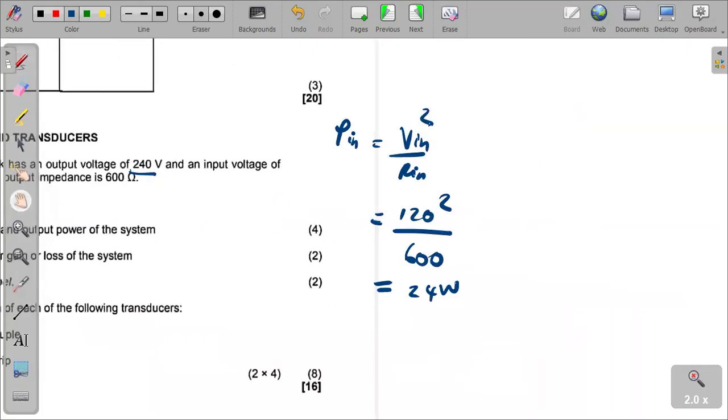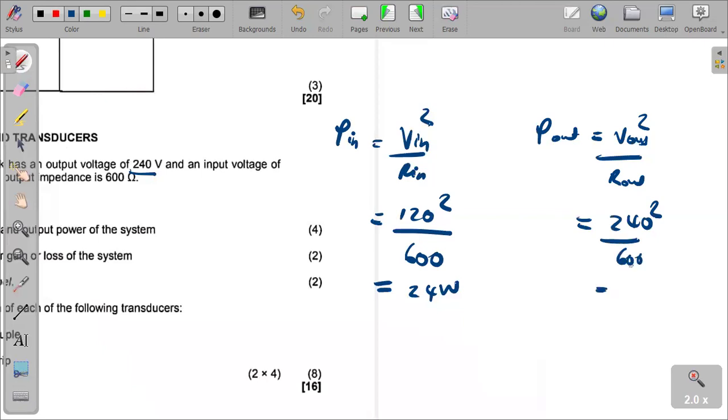Let's go to P out. So this is decibels, by the way, where this is being borrowed from. P out is equal to V out squared over R out, the output impedance. So what is it? 240 squared divided by 600 as well. What do we get? That's 96 watts if we punch that nicely on the calculator. So we have calculated the input and the output power.